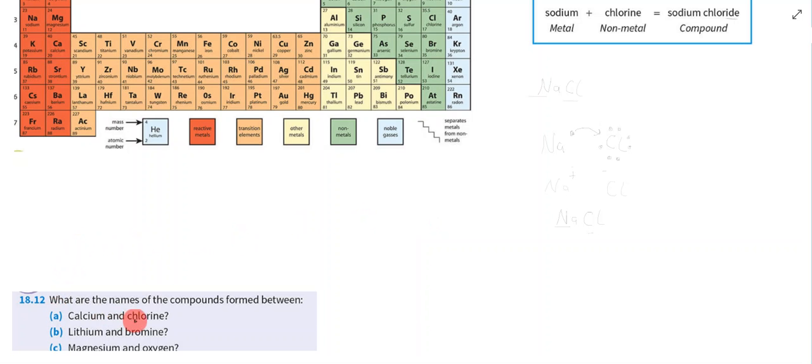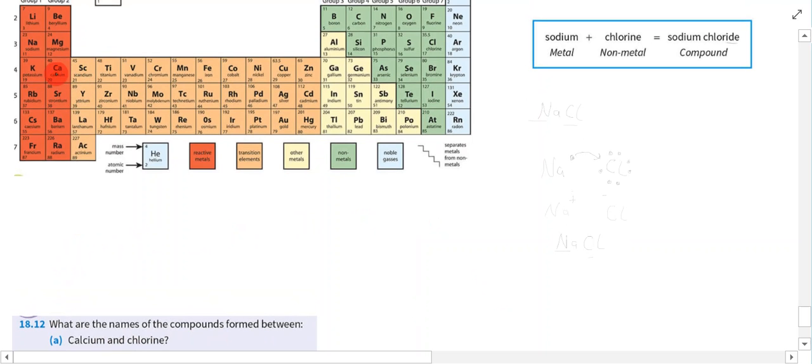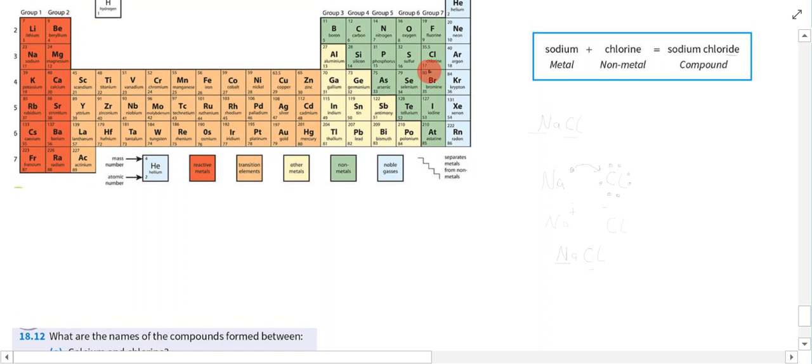So calcium and chlorine. If we have a look at where calcium is on the periodic table, it's in group 2. So calcium here is a group 2 element. If we look at chlorine, chlorine is a group 7 element.